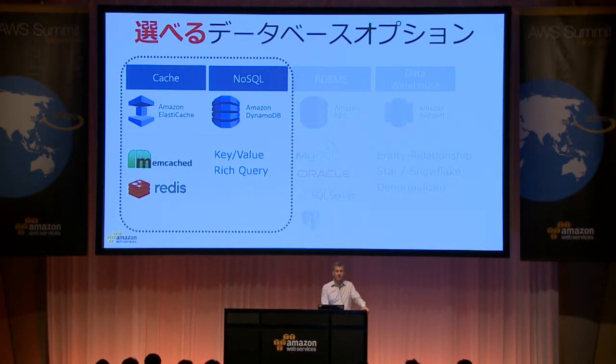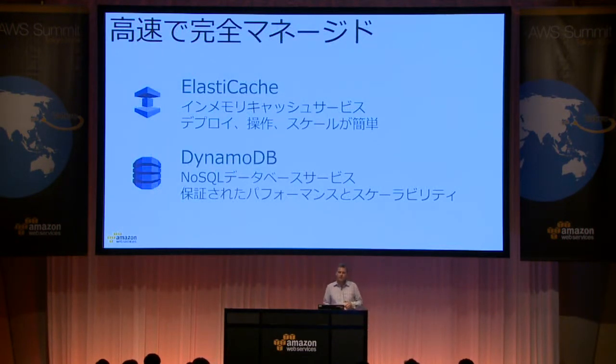Today what I'm going to focus on is the NoSQL. And caching is not in the history of NoSQL, it preceded NoSQL, but because it's a key value relationship, it's since merged in and we manage it as a NoSQL data store. So, Elasticache and DynamoDB, they are both very fast and they're both fully managed. Elasticache is an in-memory caching service. And caching, as you think, leverages the power of memory to give you super performance.